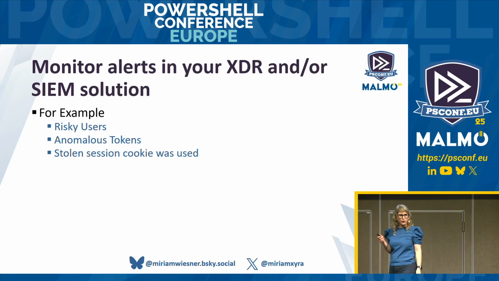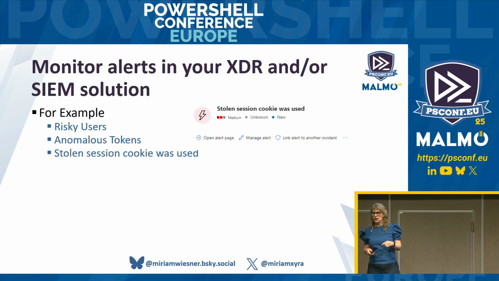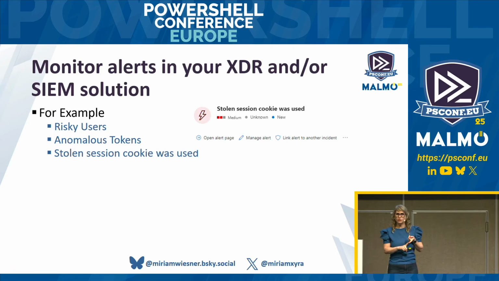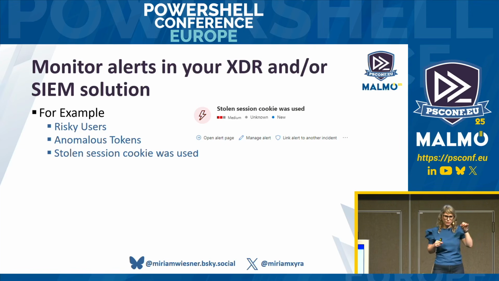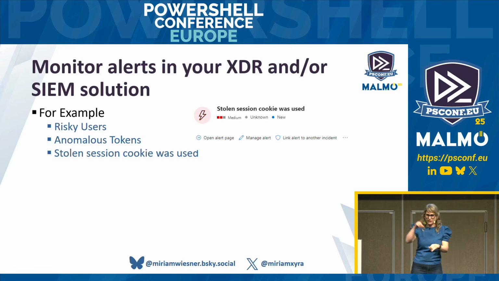So for example, if you have an XDR, you can look for risky users. Risky users are, for example, users that raised impossible travel alerts. So if I'm just here in Sweden and in the next hour I'm in San Francisco, well, that does not work, right?